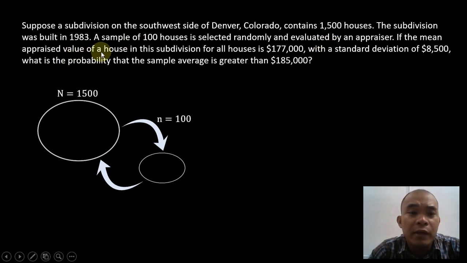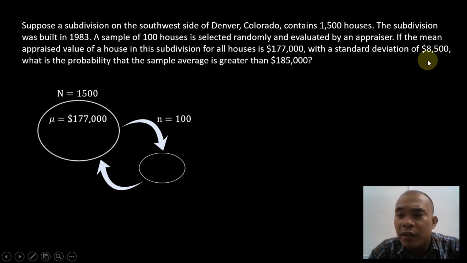If the mean appraised value of the houses in this subdivision for all houses, take note, the mean for all houses, so this $177,000 is the, what is this? The population mean, because this is describing all the houses in that particular subdivision. And then with a standard deviation of 8,500. How did we decide that this standard deviation is the population standard deviation, although it is not specifically written here? Take note, this sentence is describing the population. That is how we decide that the population standard deviation is 8,500.